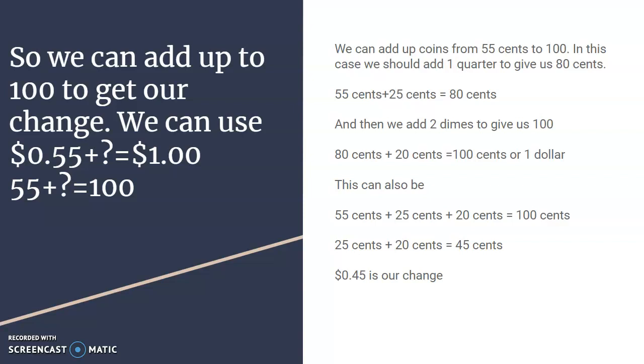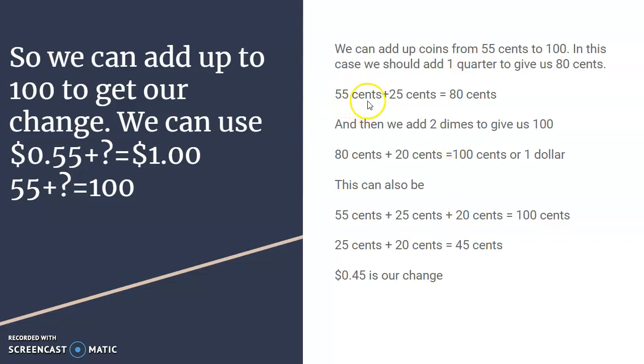This is one way we can get the number we need. We can use 55 cents plus what number equals $1, or 55 plus what number equals 100. So we can add coins up from 55 cents to 100. In this case, the first thing we're going to do is add a quarter, so 25, and this is going to give us 80 cents. Now remember, we always start with the biggest coin we can add, and in this case we know it would be 25 because we haven't hit 100 yet. And then we would add 2 dimes, so 2 tens, and this would give us our 100.